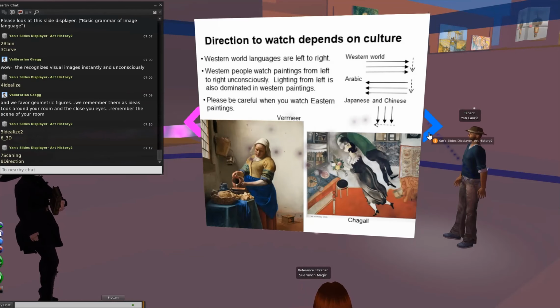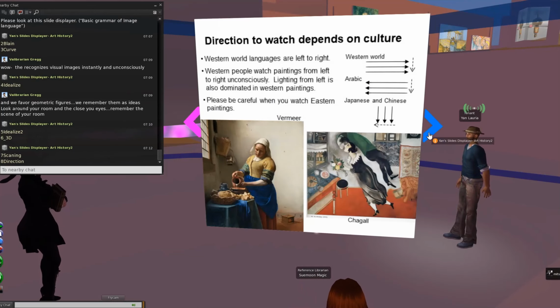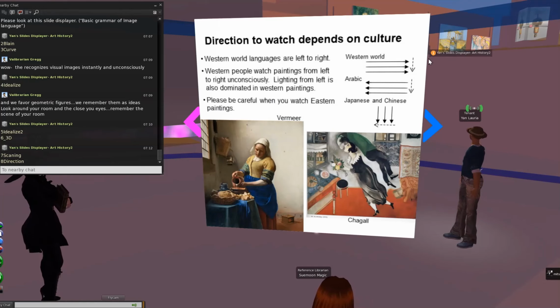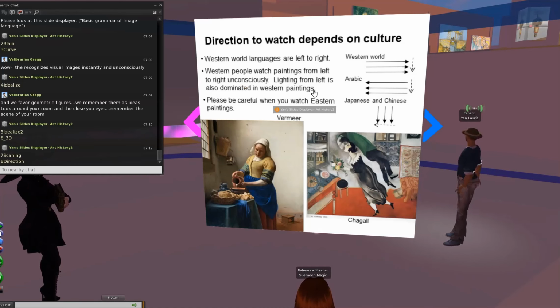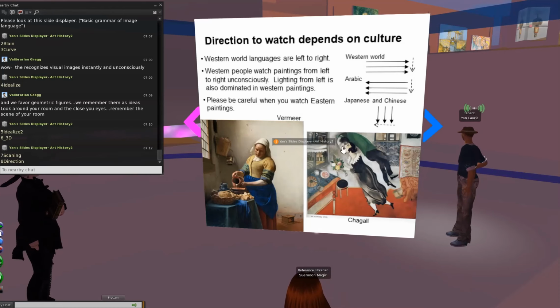And in addition, direction depends on culture. This is not a brain function, but comes from culture. Western languages are read left to right, so Western people watch paintings from left to right unconsciously. Lighting from the left is also dominant in Western paintings. So please be careful when you watch Eastern paintings.